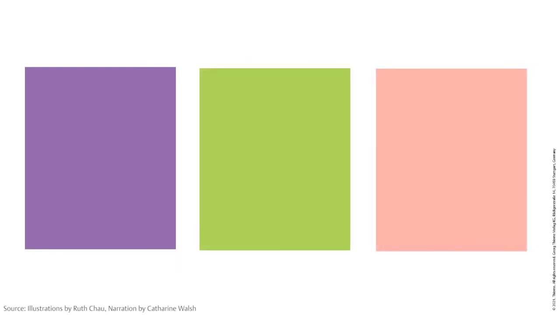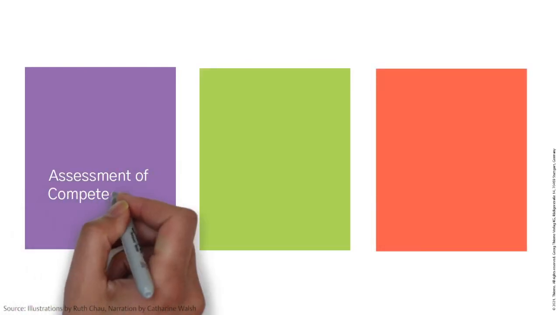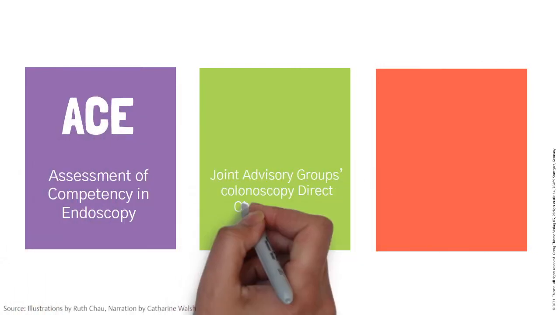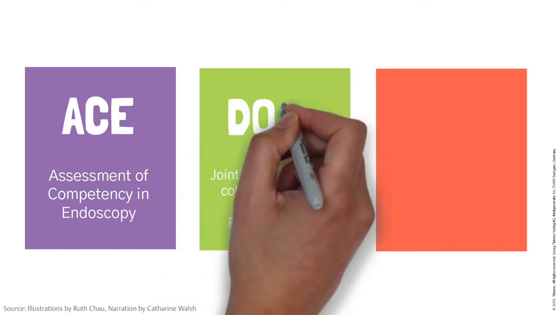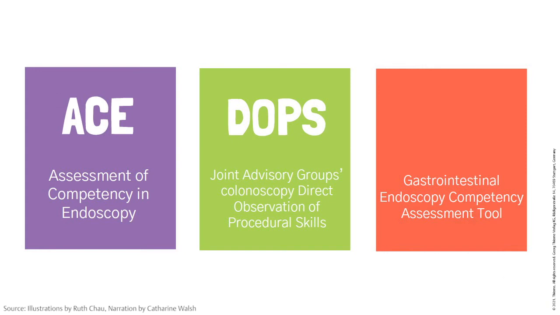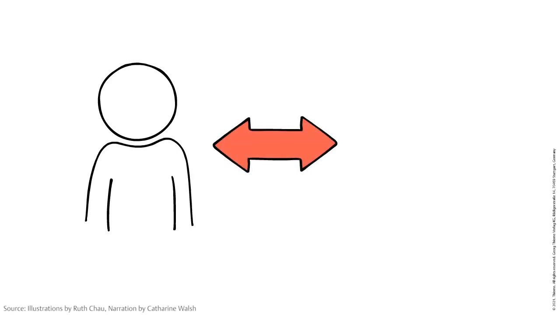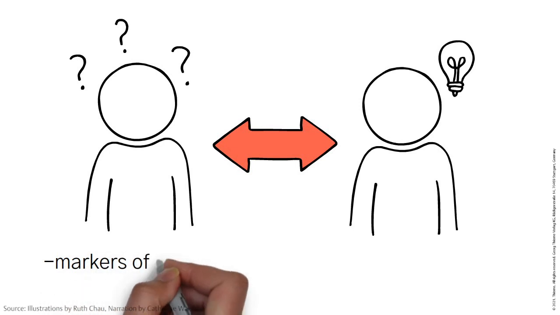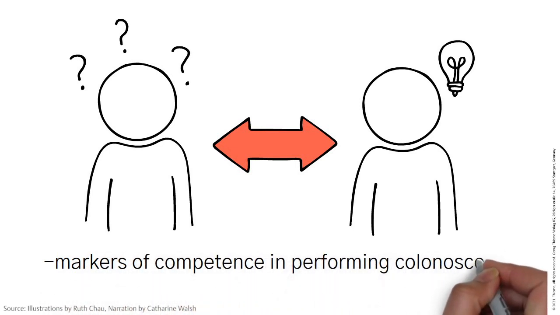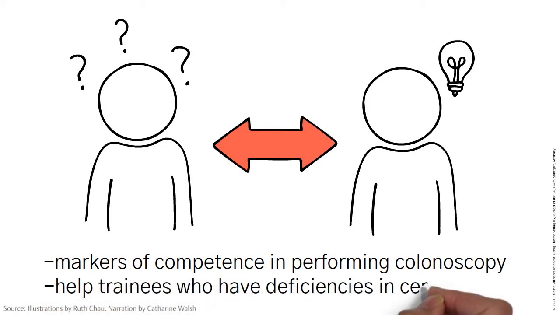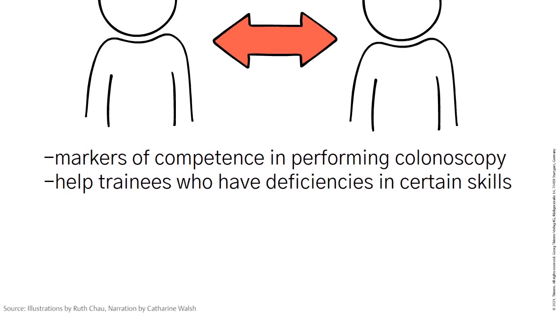3 tools stood out with the strongest validity evidence: the Assessment of Competency in Endoscopy or ACE tool, the Joint Advisory Group's Colonoscopy Direct Observation of Procedural Skills or DOPS tool, and the Gastrointestinal Endoscopy Competency Assessment tool, referred to as the GiECAT. These tools were made in a systematic way. They are able to distinguish novice endoscopists from experienced ones. They relate well to other markers of competence in performing colonoscopy, such as cecal intubation rate, and they can be used to help trainees who have deficiencies in certain skills catch up to their peers.